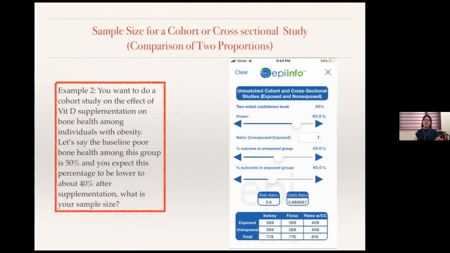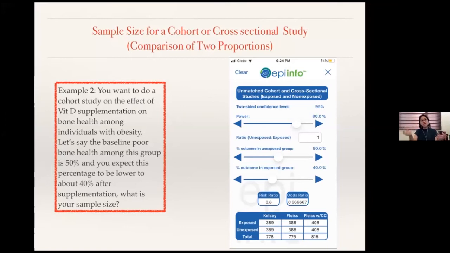What if, in this example, second example, you want to do a pre and post intervention study? Okay, for example, I want to give vitamin D supplementation and look at bone health of individuals with obesity. So what I did was, I get obese people, I measure their bone health, then I give them vitamin D, and after a few months, I check their bone health again. So this is a pre and post-interventional study.